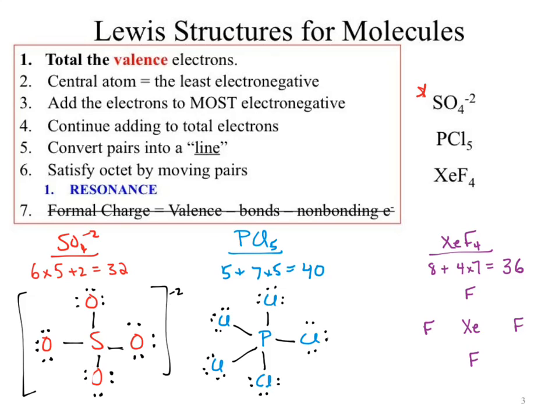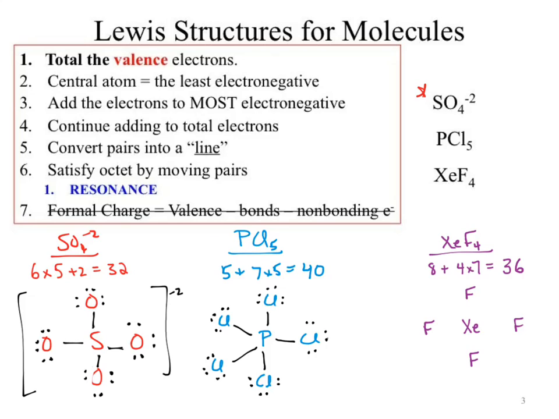Questions about that structure? Okay. We are then done with that one. There's no point in dealing with octets anymore. Our phosphorus has exceeded its octet. The chlorides are all at their octet. We're done with that structure. We move to the next one.